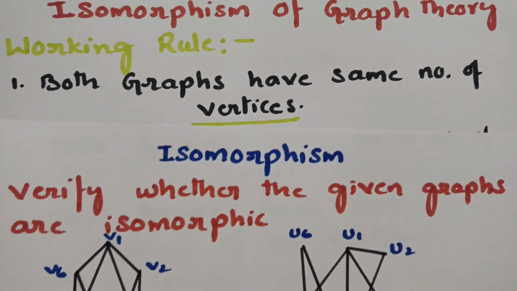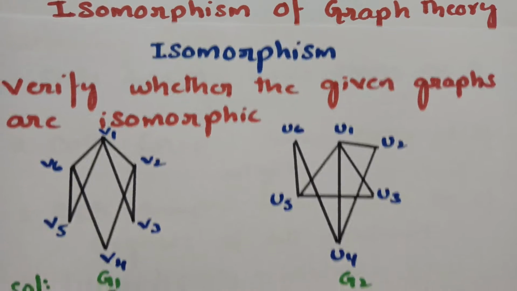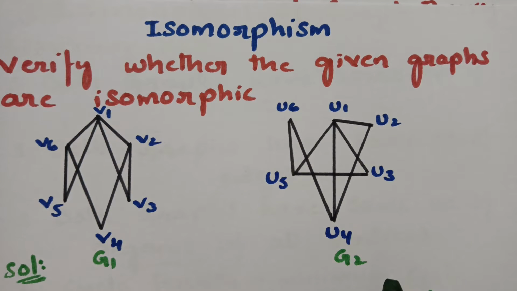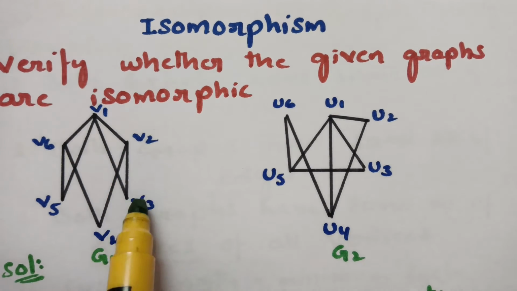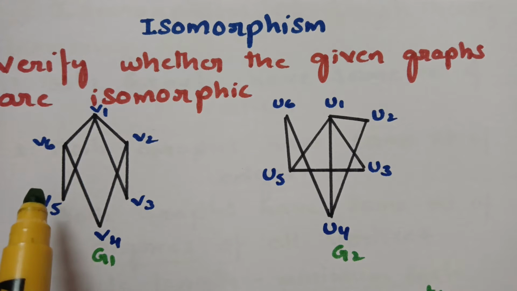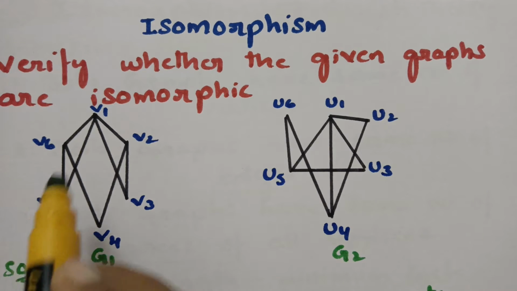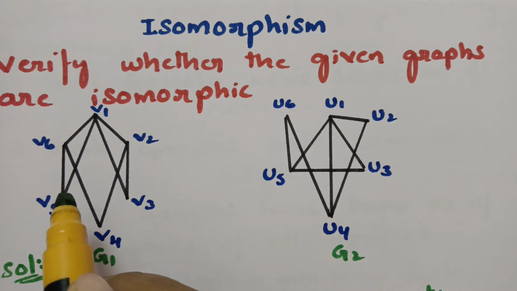See here, verify whether the given graphs are isomorphic. This is graph G1 and this is graph G2. In order to tell that the two graphs are isomorphic, first we have to go with vertices. How many vertices are there in G1? That is V1, V2, V3, V4, V5 and V6. Total 6 vertices. Vertices are nothing but the dots, and the lines are nothing but the edges.